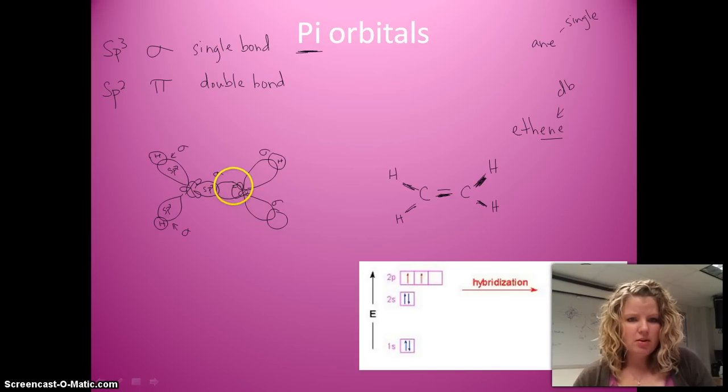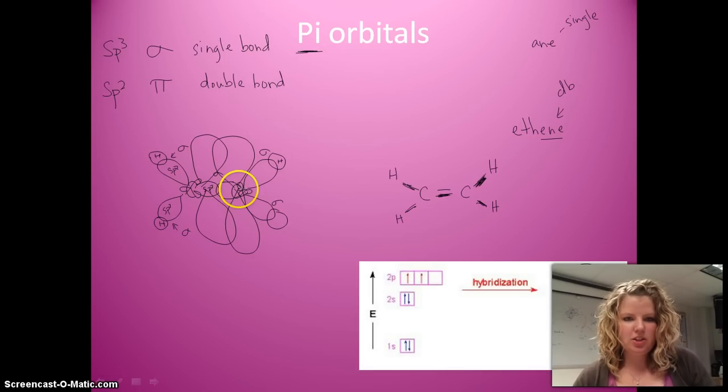What this is, is a p orbital that comes from carbon on both sides, and it overlaps. And now these two can't move independently of each other. So this whole molecule turns as one big molecule because of this double bond. And so this right here, the overlapping of two p orbitals, that is a pi bond. So a double bond is actually made up of one sigma bond and one pi bond.